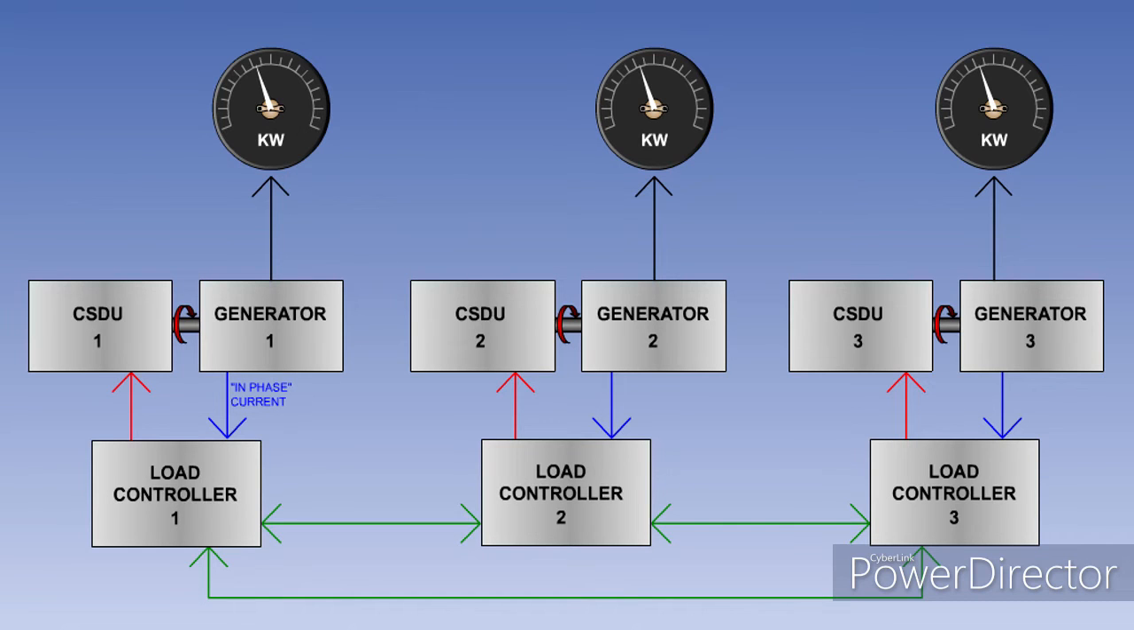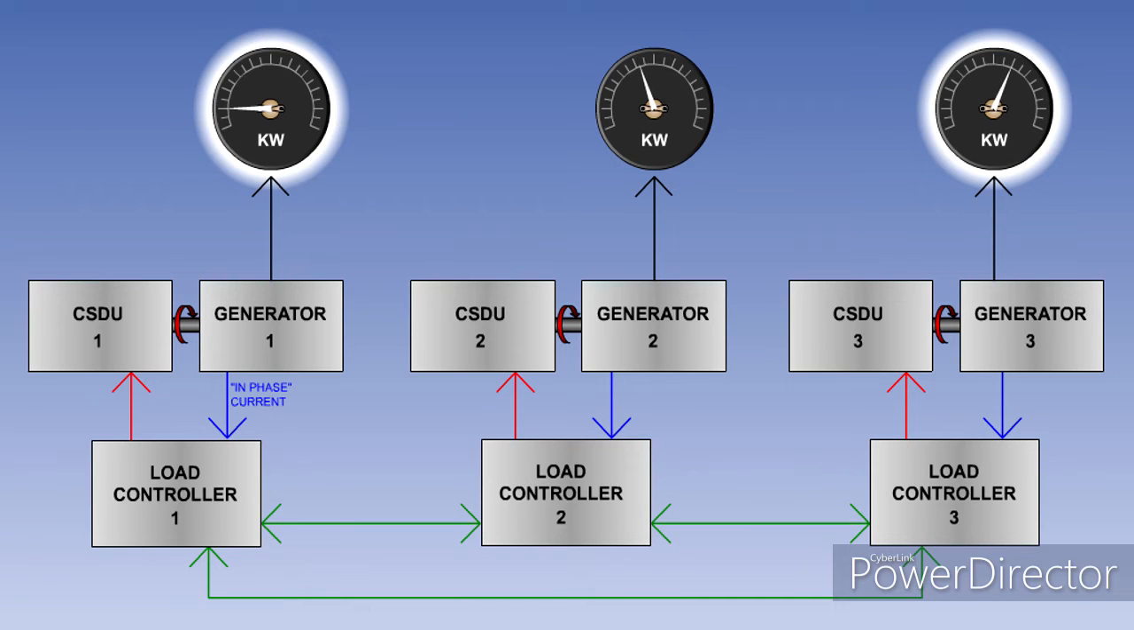The load controllers are interconnected, and if there is a difference between the generator real loads, the controller of the generator taking the lower load will signal its CSDU to increase the torque input to its generator, and the load controller of the generator with the higher load will decrease the torque input to its generator, thus ensuring that each generator takes an equal share of the real load.